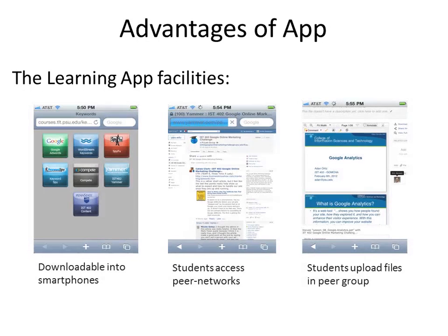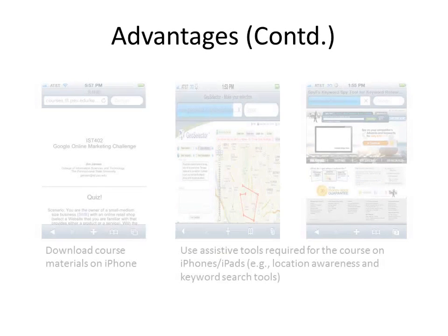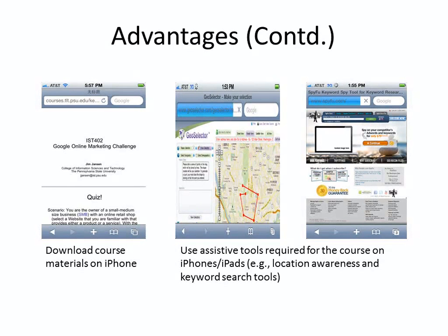So the advantage of this app and this approach: it's downloadable onto smartphones. We designed this in HTML5. A lot of the content is cacheable on the cell phone. It allows for student access to secure networks, in this case Yammer. Instructors and students can upload files into different peer groups, and a lot of that material is downloadable and cacheable on the cell phone. And it allows direct access to real-world applications that students are using in this course to accomplish their course project.